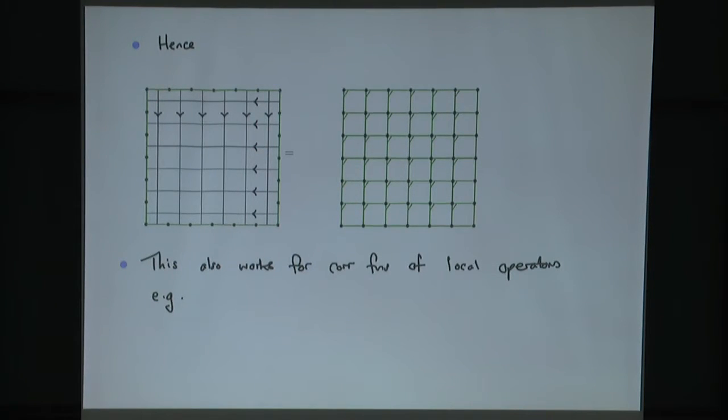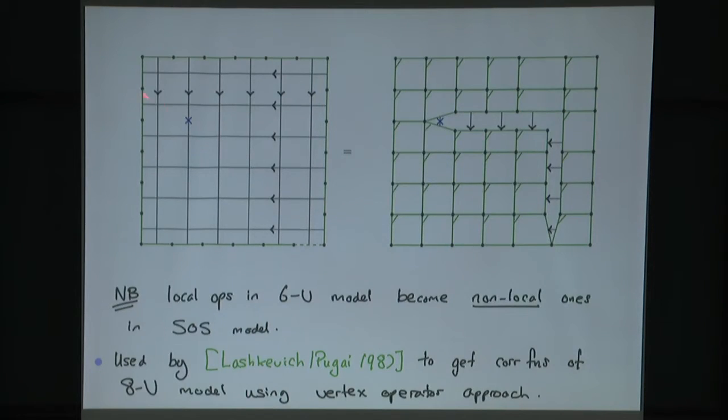What about correlation functions? This also works for correlation functions. So let me give you an example, a local insertion in my lattice. So I put some local operator in here. So now things are a bit different because there's an obstruction. So I come from the top right and I come from the bottom left.